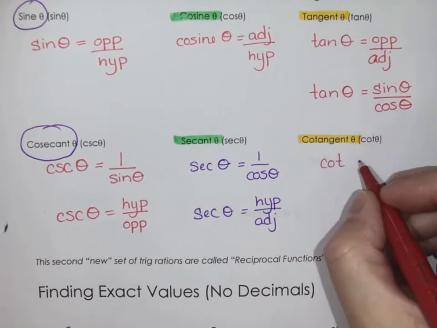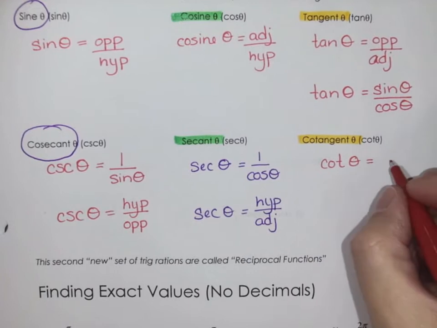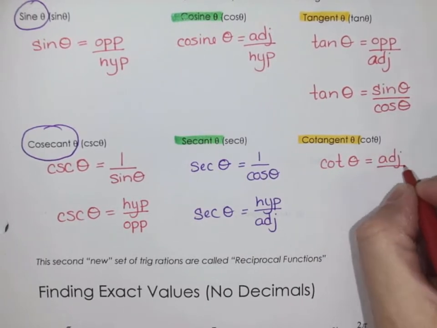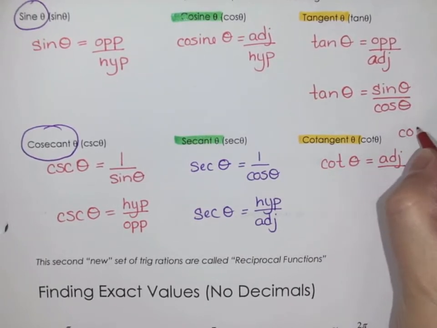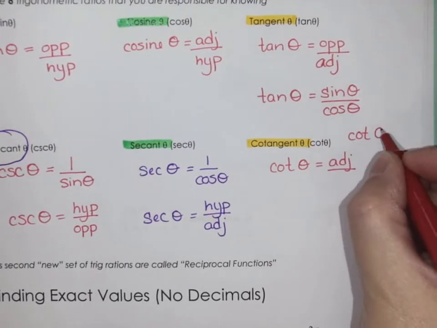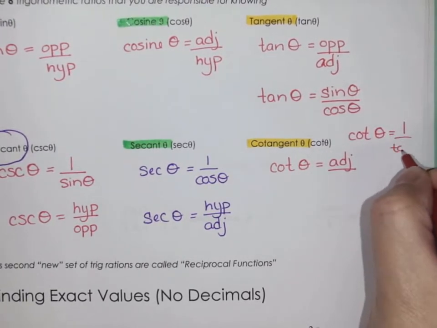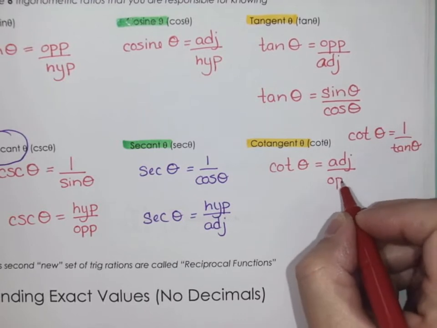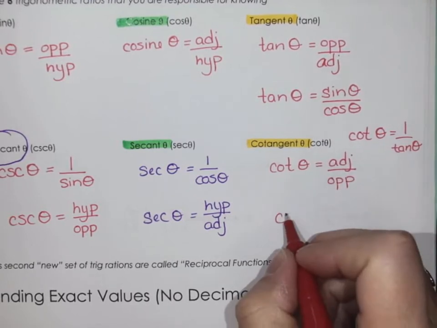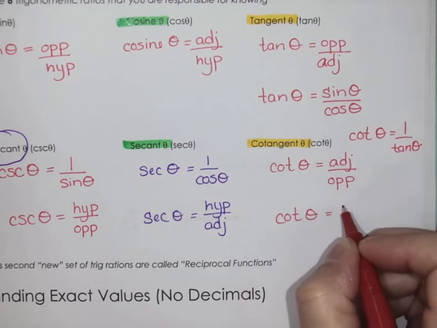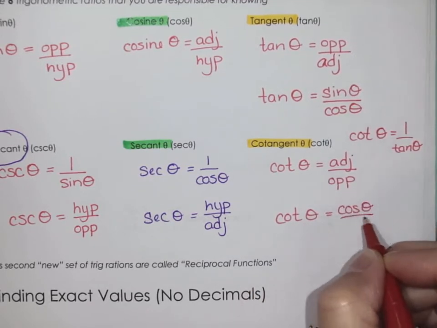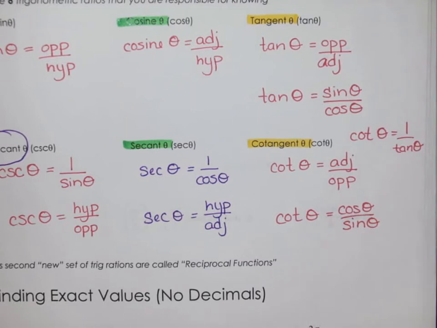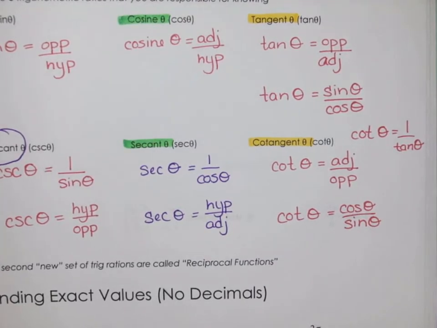So cotan is the reciprocal. So it would be adjacent. Well, we could write it as, sorry, I'm running out of room. Cotan theta equals 1 over tan. Or we could write it as adjacent over opposite. Or we could write it as cosine over sine. So tan has just a couple different ways, just because tan's a little bit more complicated.